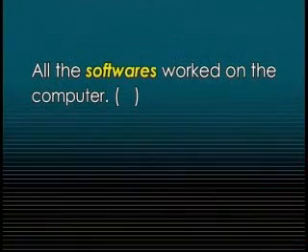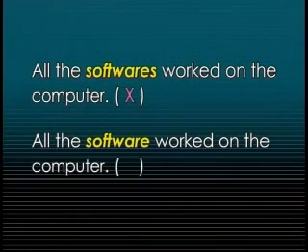Another frequent mistake is to use software as if it was plural. Software is used as a singular, uncountable noun in English. So it is not correct to say all the softwares worked on the computer. We should say all the software worked on the computer. We use equipment and software even if we are talking about more than one item.